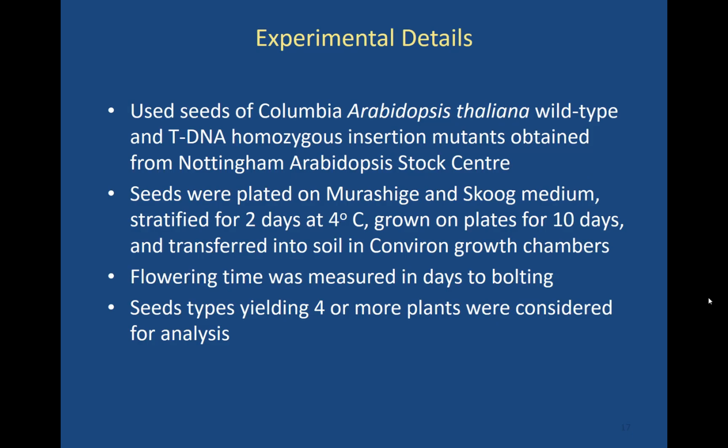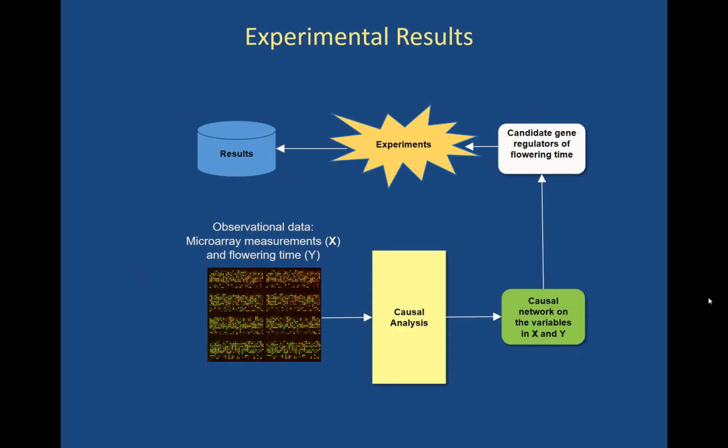And the experiments were basically seeds, right, with Columbia Arabidopsis thaliana wild type and homozygous insertion mutants, which we obtained from the Nottingham Arabidopsis Stock Center. Those seeds were plated, put on a medium, stratified for 2 days, and then grown on plates for 10 days. And then they were transferred into soil in confined growth chambers. We measured the flowering time, and the seed types yielding 4 more plants were then considered for analysis.